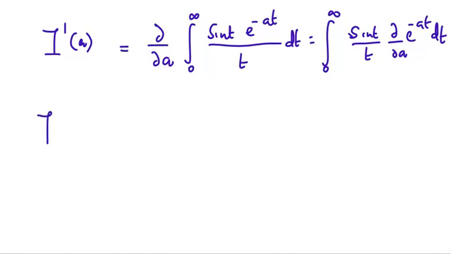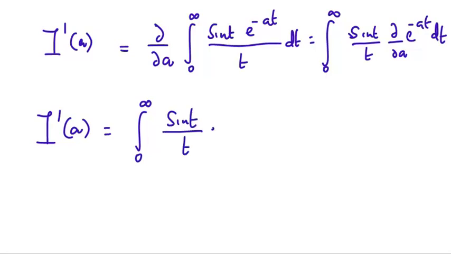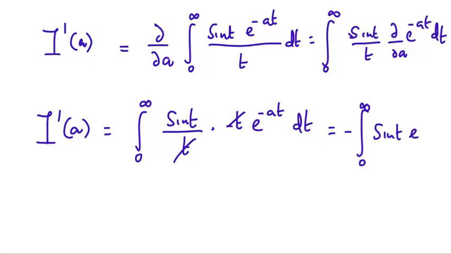So here we get I prime of a is going to be equal to the integral from 0 to infinity. We have here sine t divided by t multiplied by negative t, then times e raised to the power of negative at, and then dt, of which you can see this nice cancellation going on here. This is equal to negative the integral from 0 to infinity of sine t times e raised to the power of negative at dt. And that is easy from here, right?